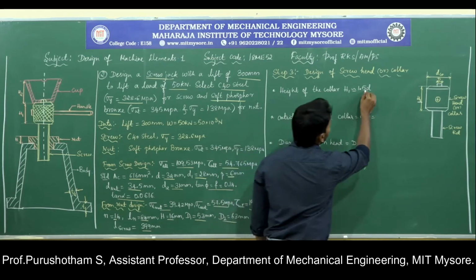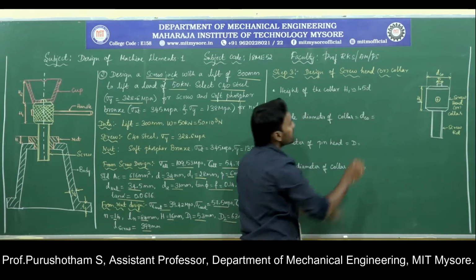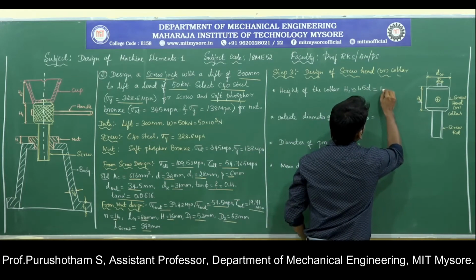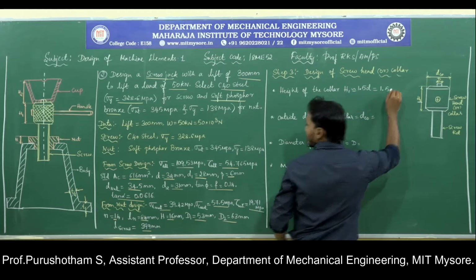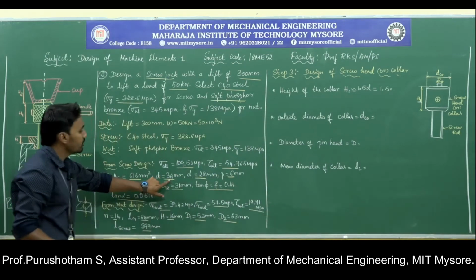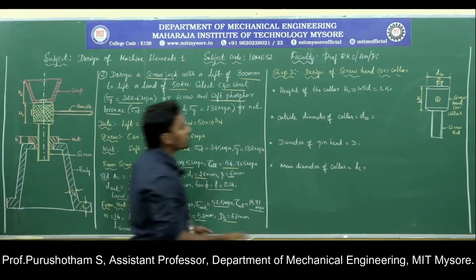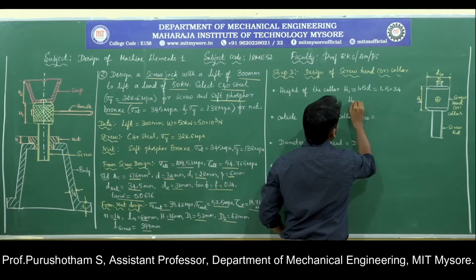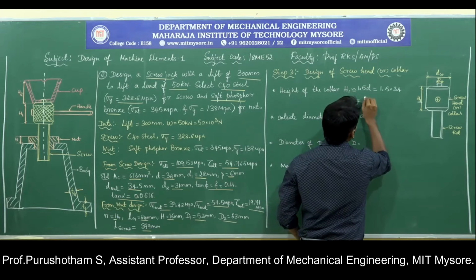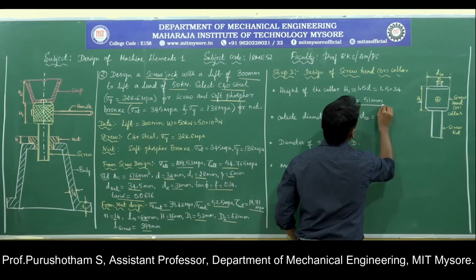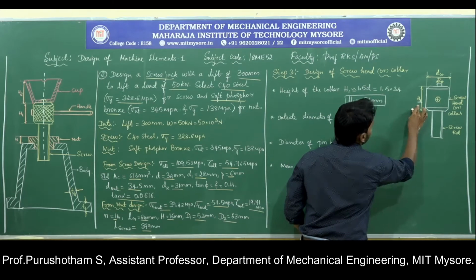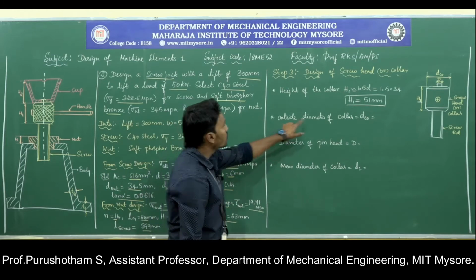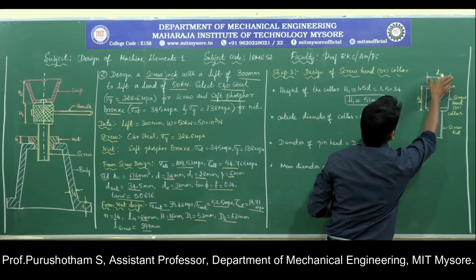Now H1 is given by 1.5 times D, where D is the major diameter of the screw. The major diameter of the screw is 34 millimeter. So 1.5 times 34 gives H1 equal to 51 millimeter. The height of the screw head or collar is 51 millimeter. Now the outside diameter of the collar, this one, I need this value.